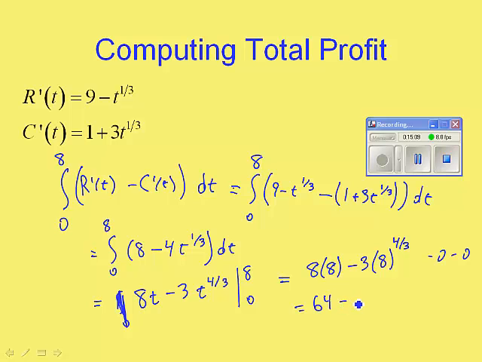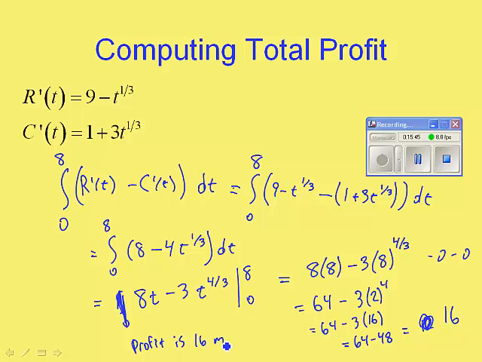So let's see, I get 64 minus, you guys know how to simplify this? I would take the cube root of 8, right? Do the root before the power. So it's just 2 to the 4th. That's 16. So it's 64 minus 48, which is 16. Okay, so what's that mean? So profit is what? 16 million.